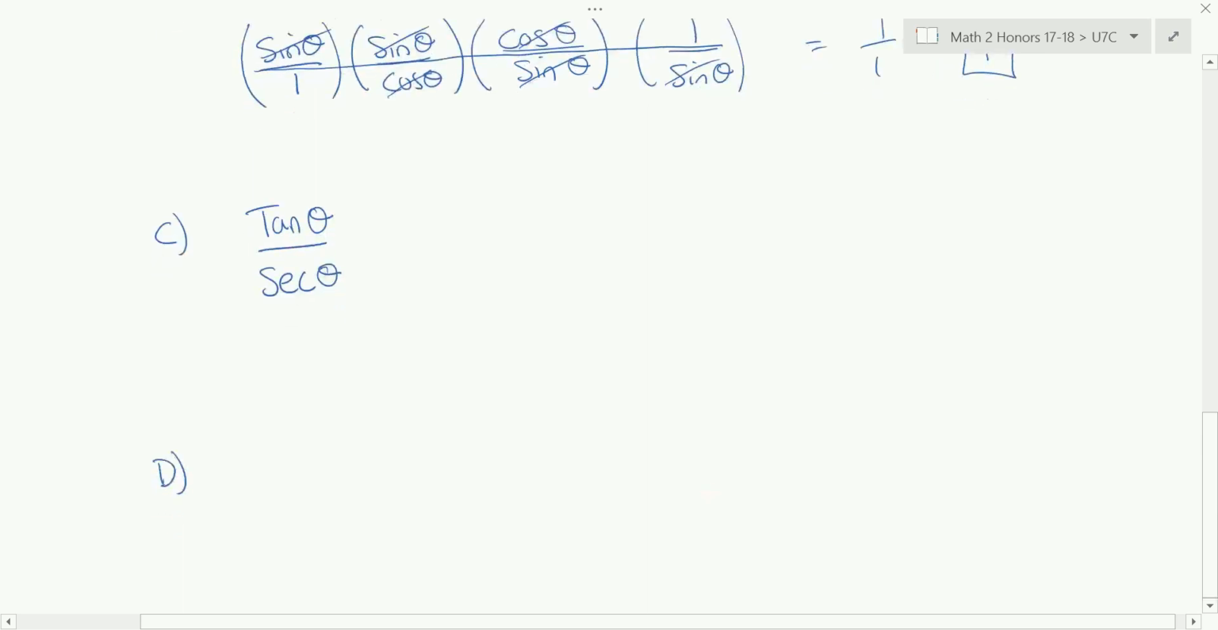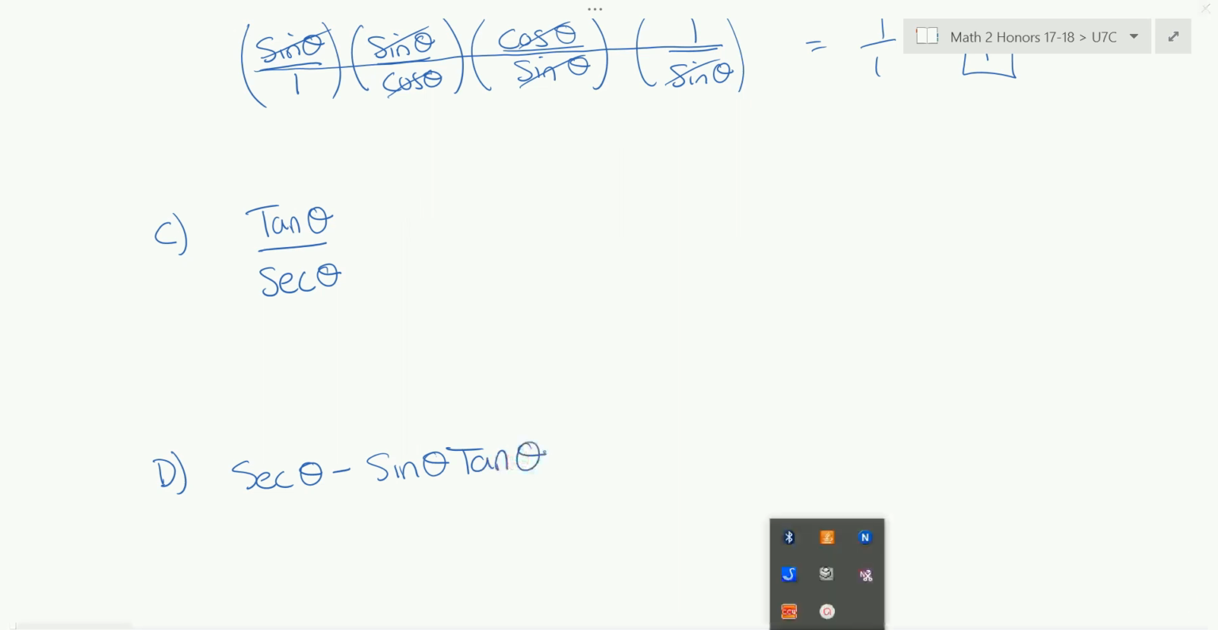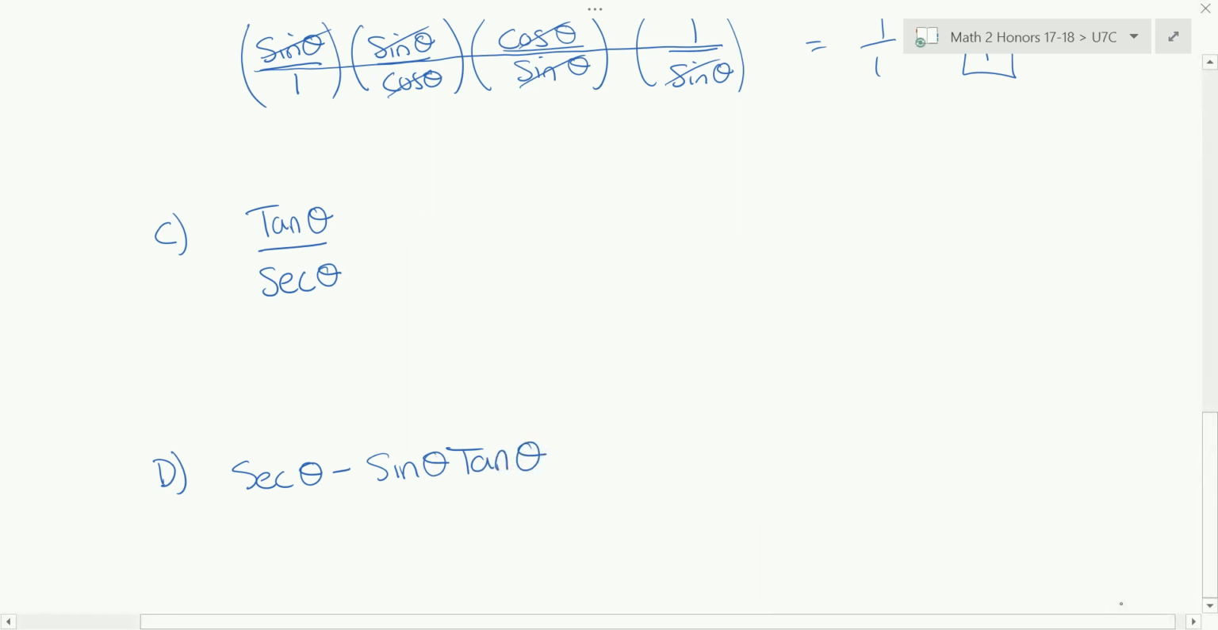And try the secant of theta minus the sine of theta times the tangent of theta. All right, what are we getting for part C? Sine. Okay.